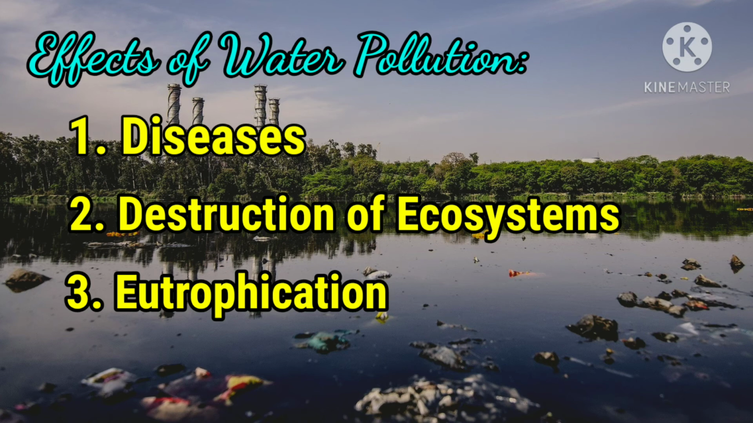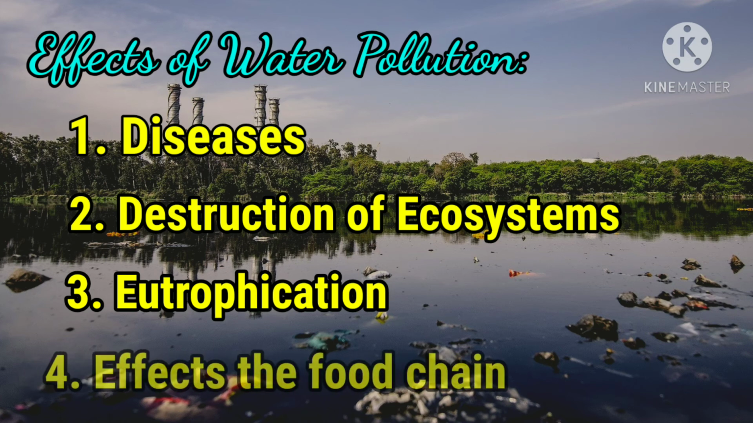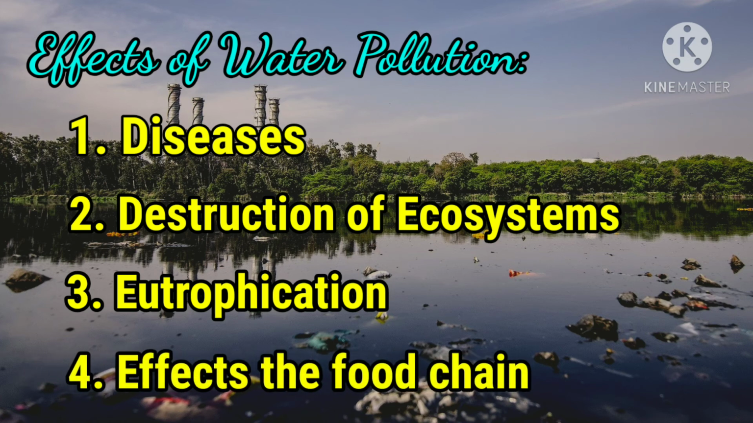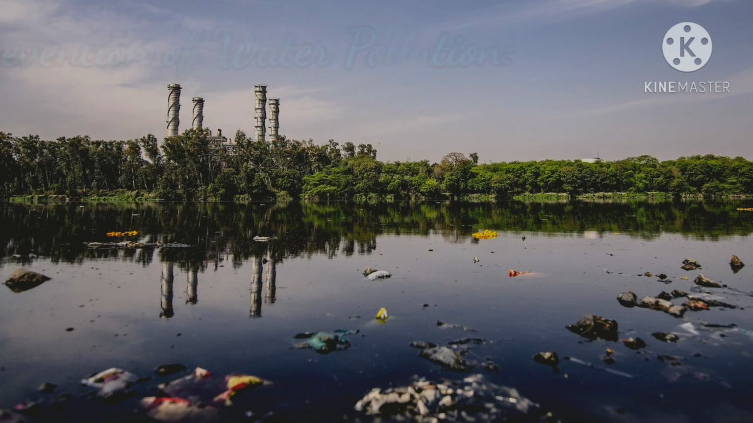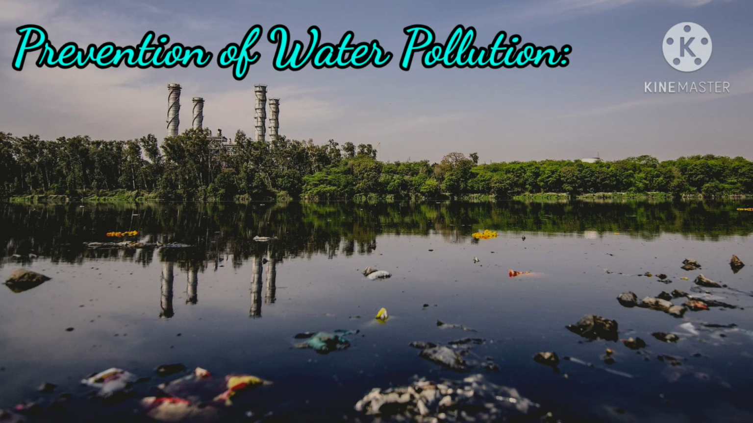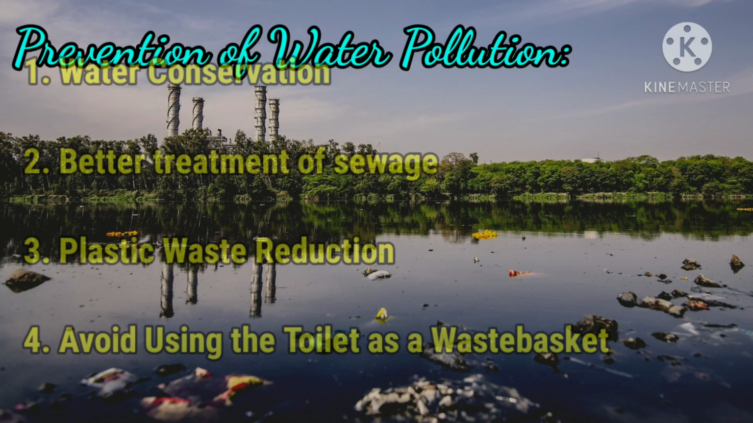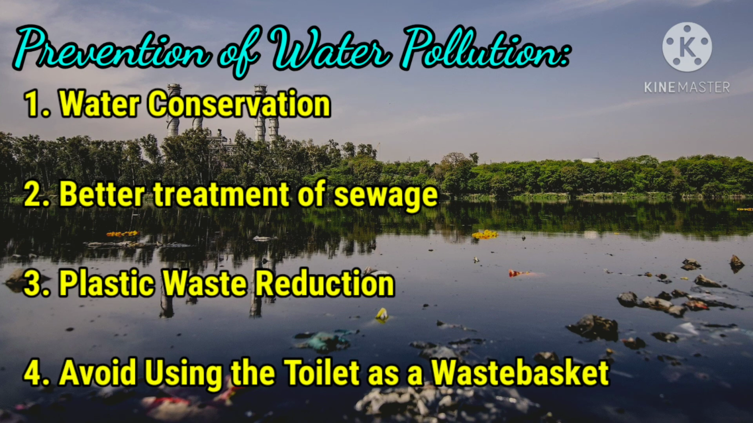The next major effect of water pollution is that it is affecting the food chain. Actually, due to the presence of pollutants in water, plants are unable to prepare their food and their growth is affected. So these were some of the effects of water pollution, and now let's discuss prevention of water pollution. So some of the important ways to prevent water pollution are water conservation, better treatment of sewage, plastic waste reduction, and avoid using the toilet as a waste basket.